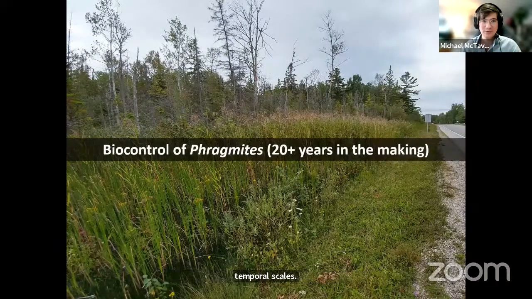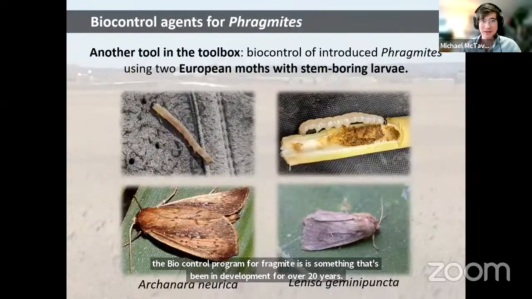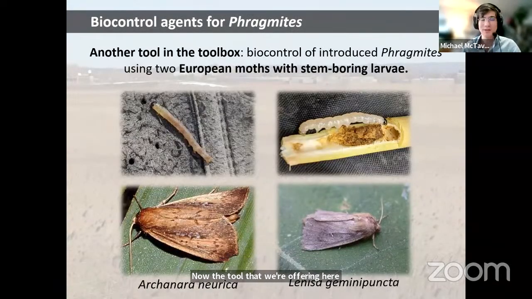So the biocontrol program for Phragmites is something that's been in development for over 20 years now. The tool that we're offering here, this sort of additional tool in the toolbox, if you will, uses these two European moths with stem-boring larvae. So shown here as caterpillars, and as moths, we see Archanera neurica and Lanisa geminipuncta.